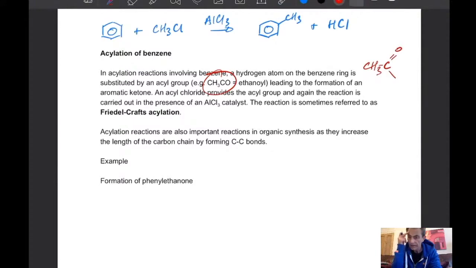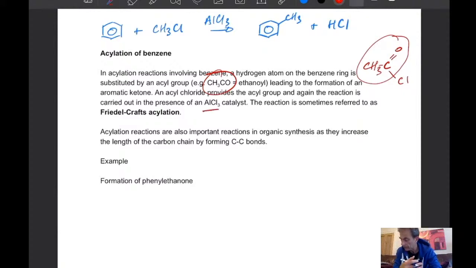Okay, so you're seeing some organic compounds that you maybe haven't seen before here. But anyway, that would be the acyl chloride that you would use to get that acyl group from. Okay, so it's really straightforward. Whatever the acyl group is that you want, you just put a chlorine on the carbon with the double bonded O on as well. Okay, and again, we've got this aluminium chloride catalyst.